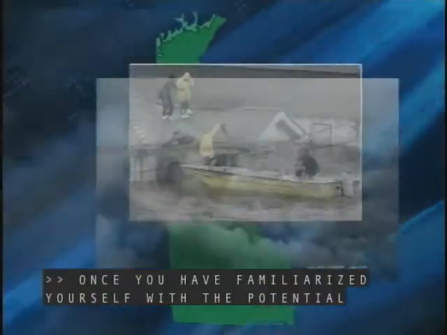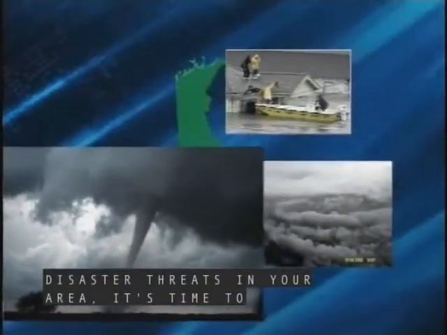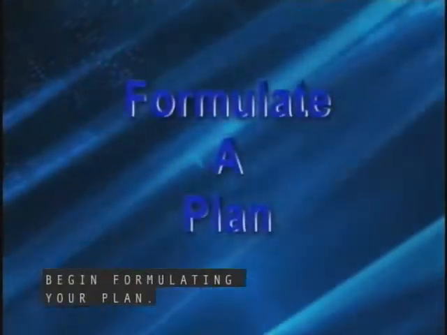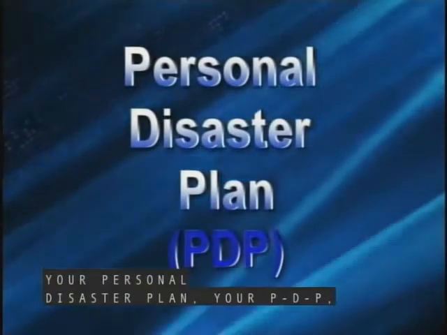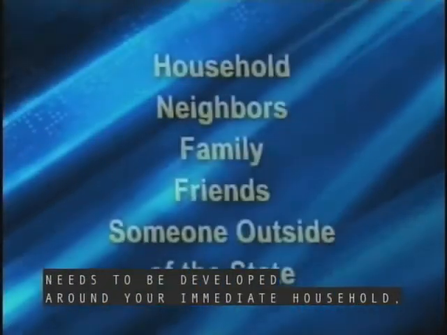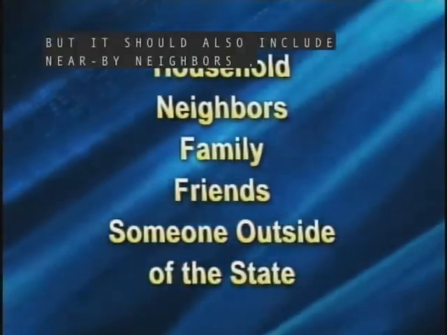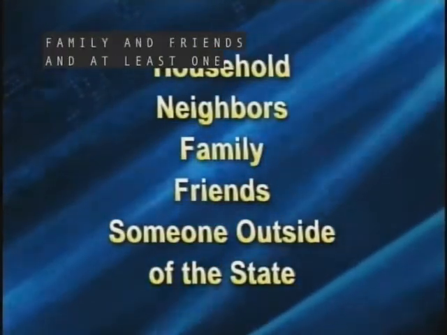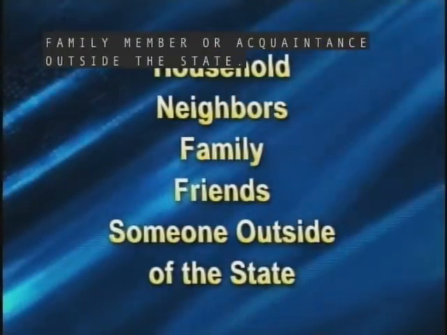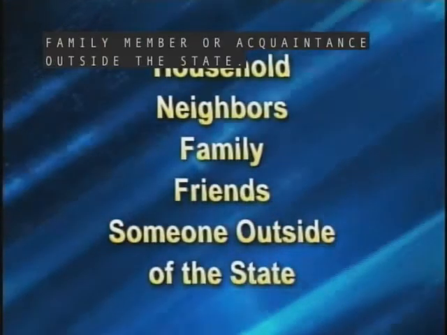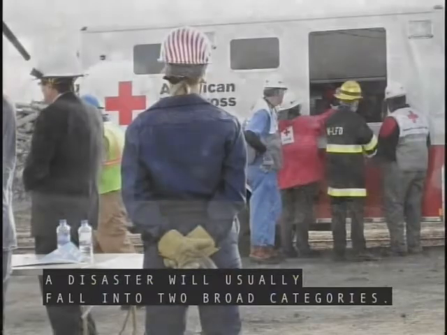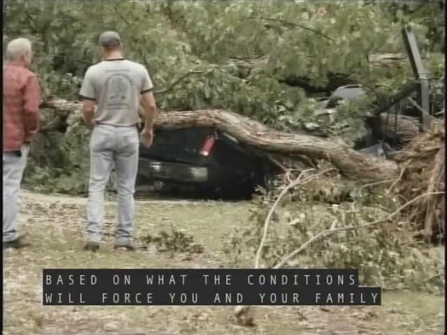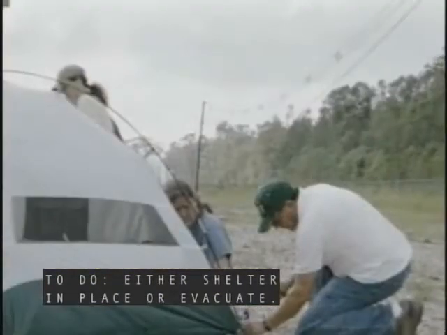Once you have familiarized yourself with the potential disaster threats in your area, it's time to begin formulating your plan. Your personal disaster plan, your PDP, needs to be developed around your immediate household, but it should also include nearby neighbors, family, and friends, and at least one family member or acquaintance outside the state. A disaster will usually fall into two broad categories based on what the conditions will force you and your family to do: either shelter in place or evacuate.